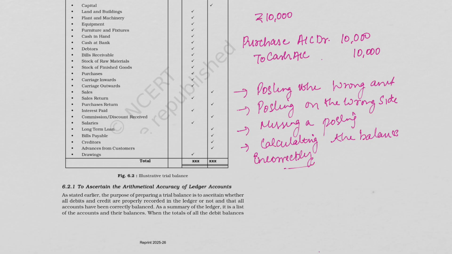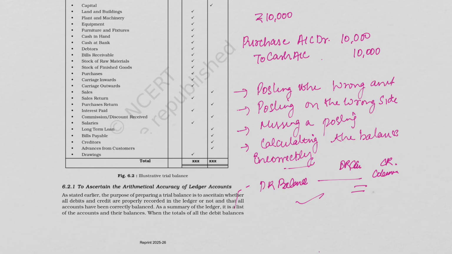So, to ensure that the postings are mathematically accurate, accountants prepare a trial balance. What is happening in a trial balance? Basically, all the debit balances of ledger accounts are listed in the debit column, and all the credit balances are listed under the credit column. If the total of both the columns is equal, it indicates that the postings are arithmetically correct.